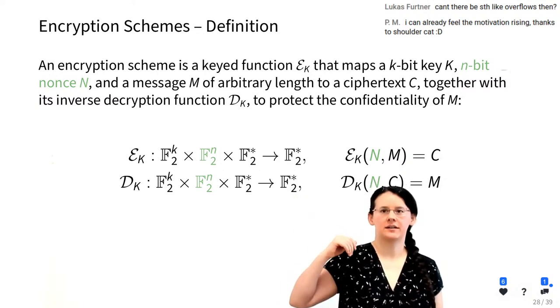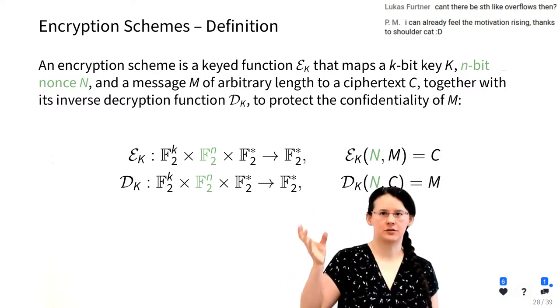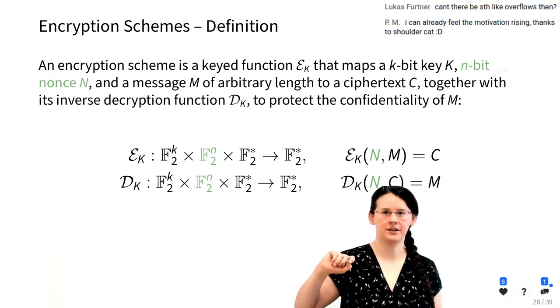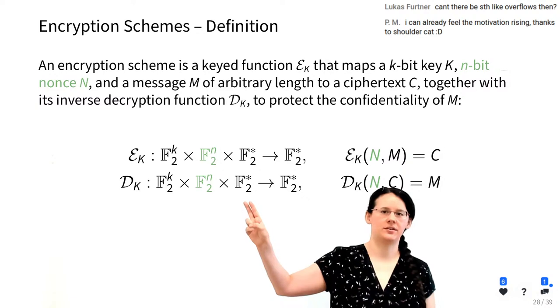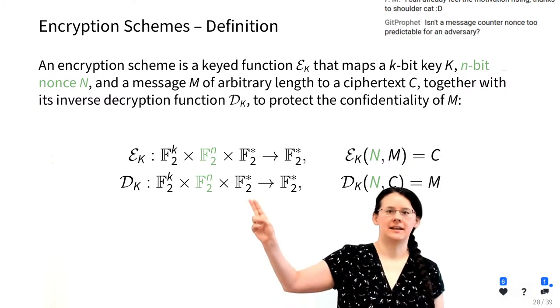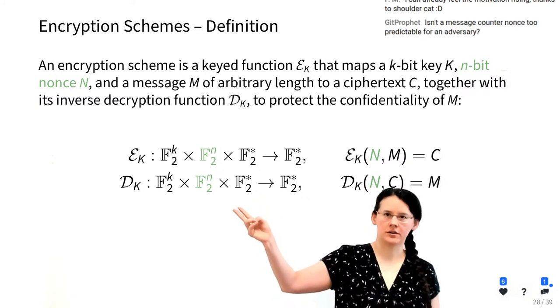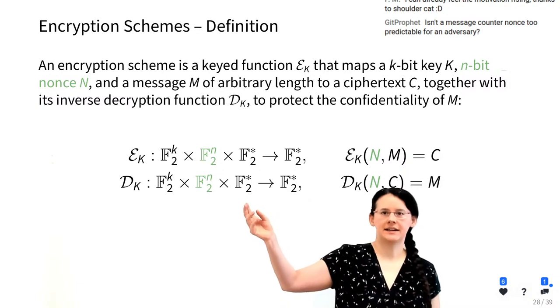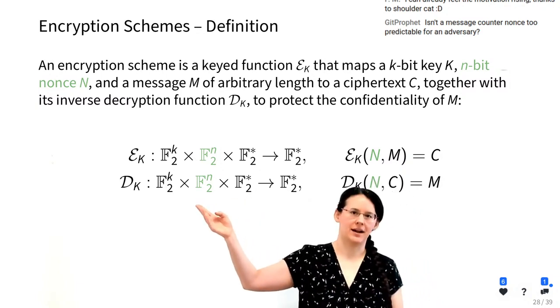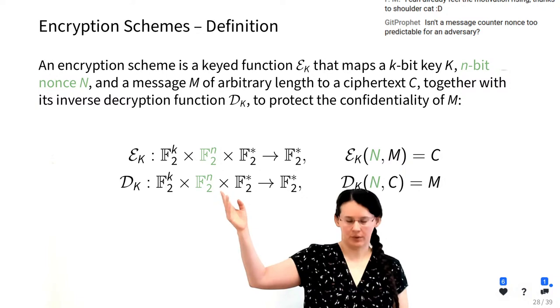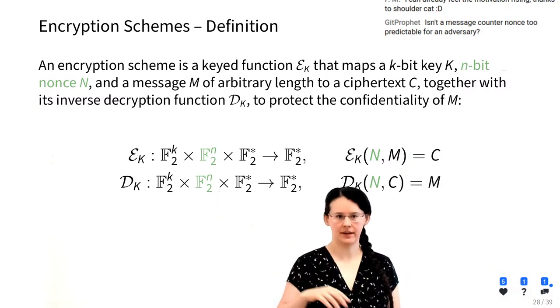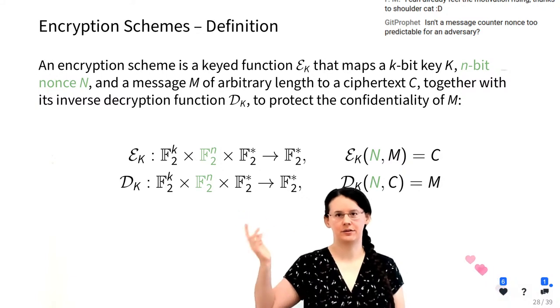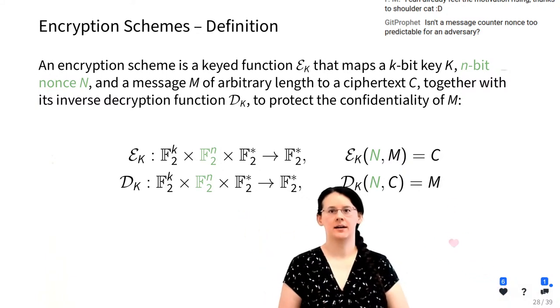So the important differences between the encryption scheme and the block cipher are two here. First and most crucially, it takes inputs of arbitrary length. They can also be longer than one block. And the second important thing is that we have this randomizer in here, the nonce, which is to solve the problem of an adversary who could detect if the same message is sent twice.